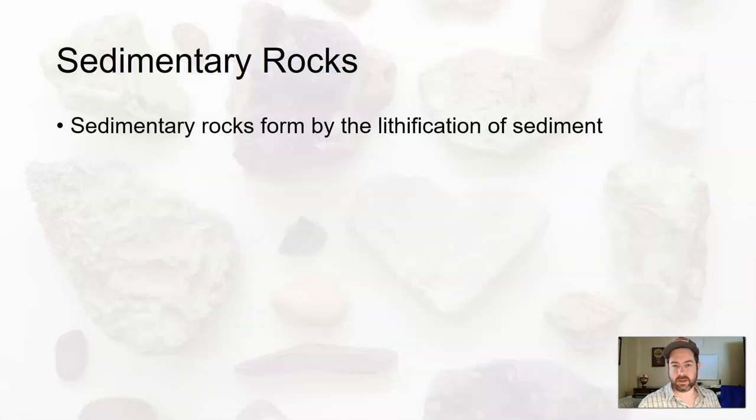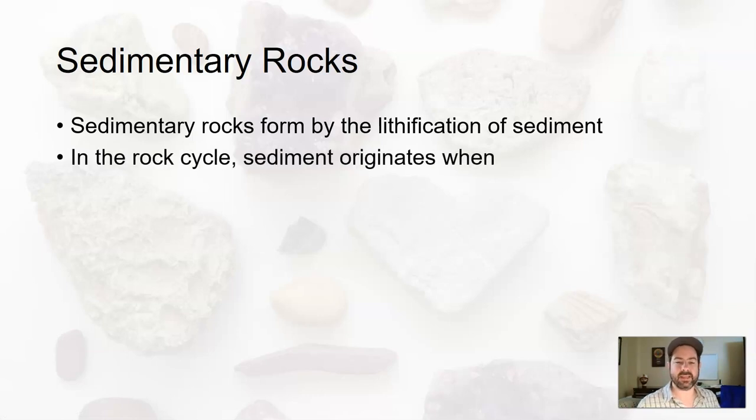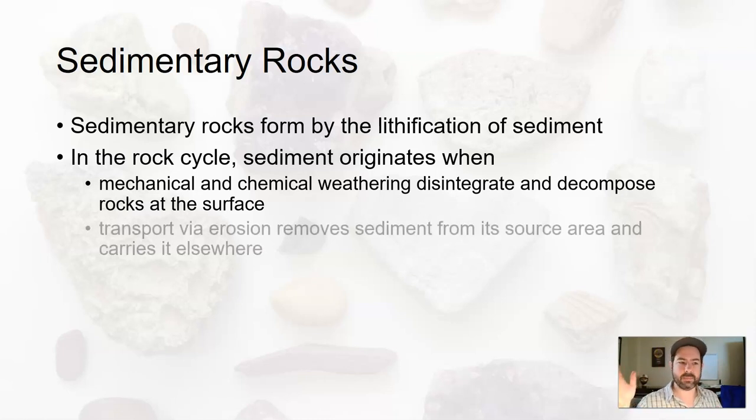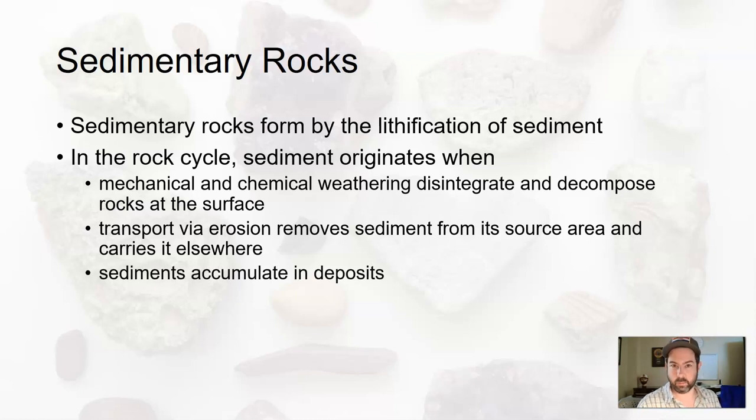So again, sedimentary rocks result from the lithification of sediment. Lithification is a fancy word that just means turns to rock. So sediment turns to sedimentary rock via a process called lithification. So sediment originates, so we got to start with sediment. All right. So sediment originates when some other rock is broken down, either physically or chemically. That's weathering, breaking down. And then that material is transported via erosion and then deposited somewhere.